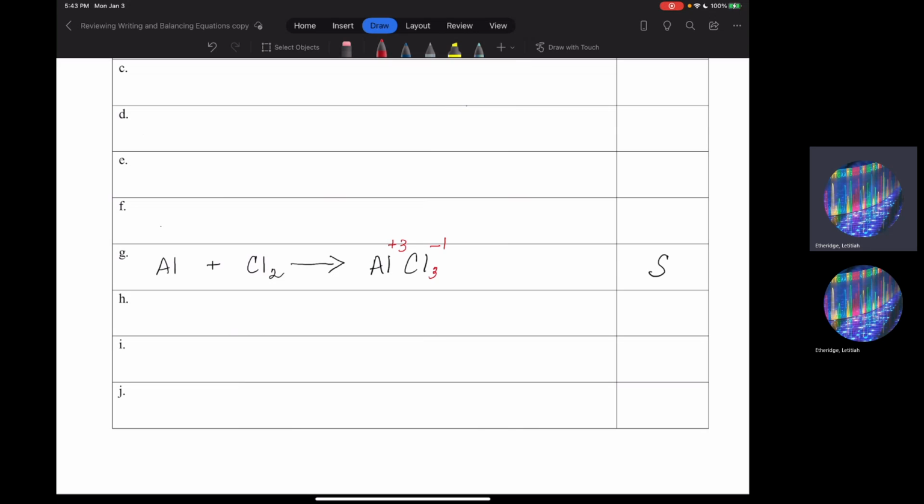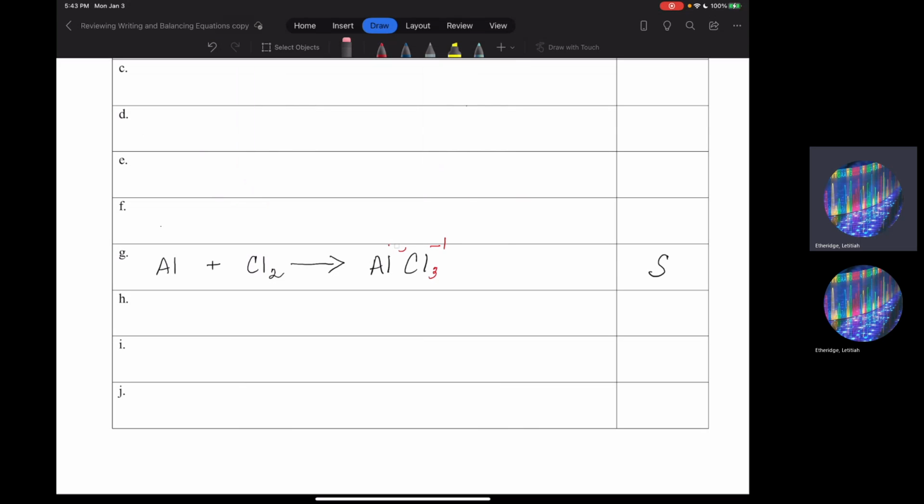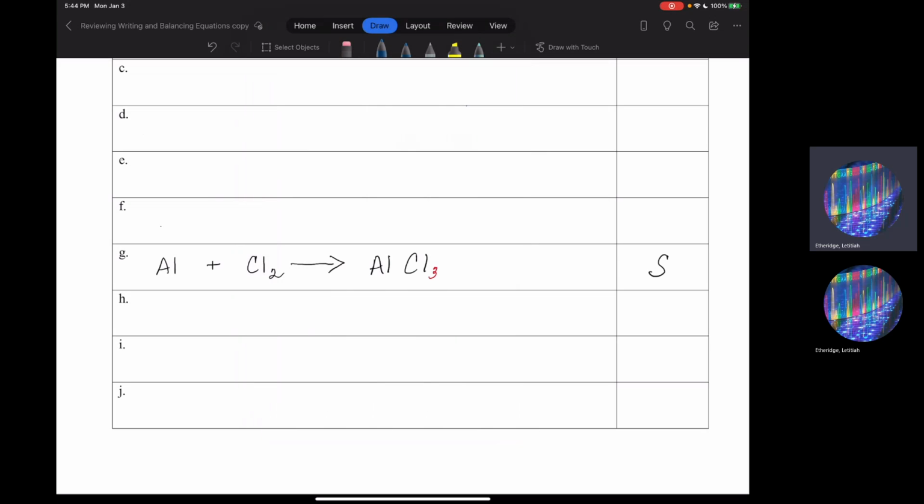And then we just need to balance, right? So let me get rid of some of this noise over here so you guys can see what I'm doing. And let's put in our coefficients and balance this thing. So remember 3's and 2's, 3's and 2's. I see chlorine with a 3, I'm going to put a 2. I see chlorine with a 2, I'm going to put a 3.